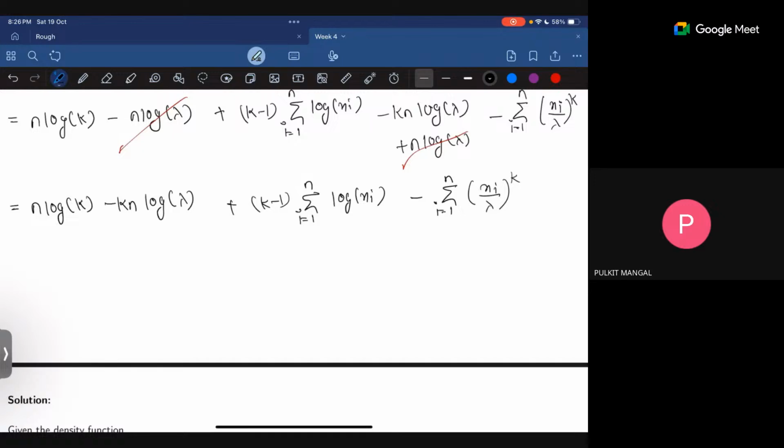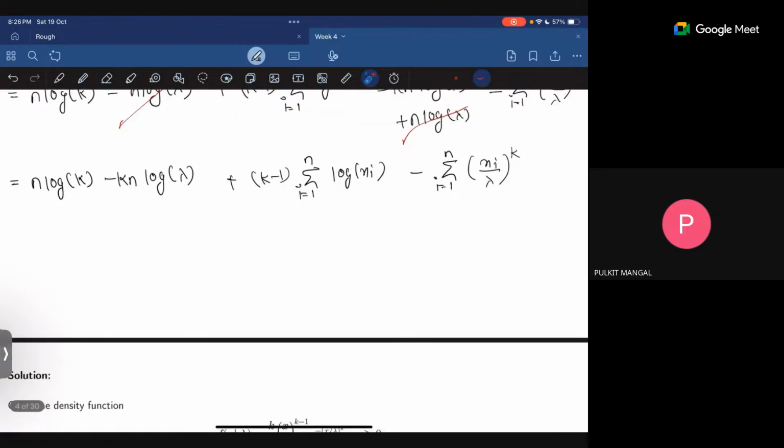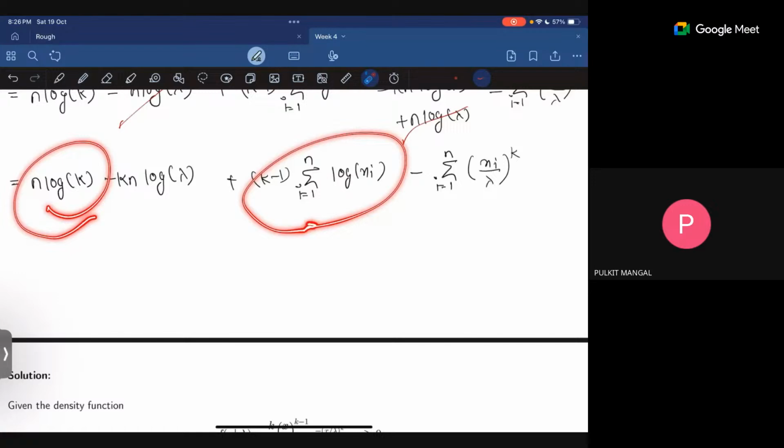So in the derivative, the term that does not depend on lambda, because the parameter that we are estimating is lambda, will automatically become 0. So in our log likelihood, we will ignore all the terms that do not contain the lambda parameter. This term here does not contain lambda, so we will remove this. Also, this whole term also does not contain lambda. These two terms we will ignore because they do not have lambda, so when you take the derivative, they will automatically become 0.